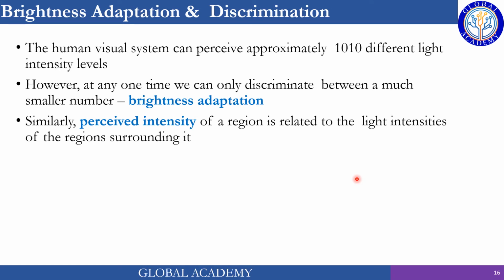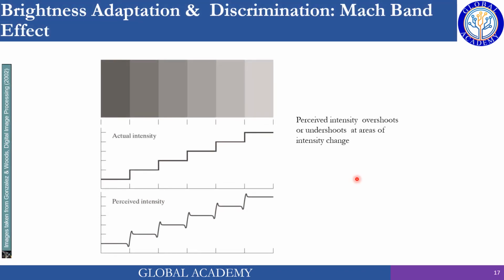The human visual system can perceive approximately 10^10 different light intensity levels. However, at any one time we can only discriminate between a much smaller number of brightness levels. It is in fact because of brightness adaptation. Similarly, the perceived intensity of a region is related to the light intensities of the region surrounding it. So here is one example.